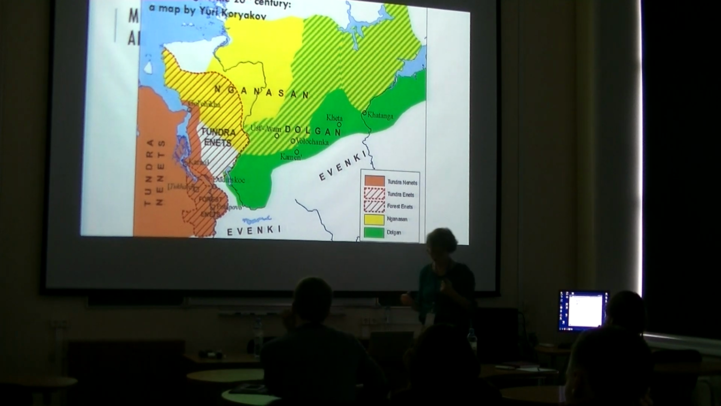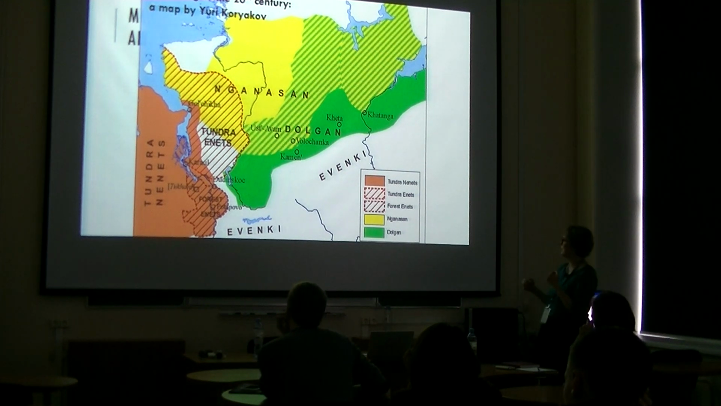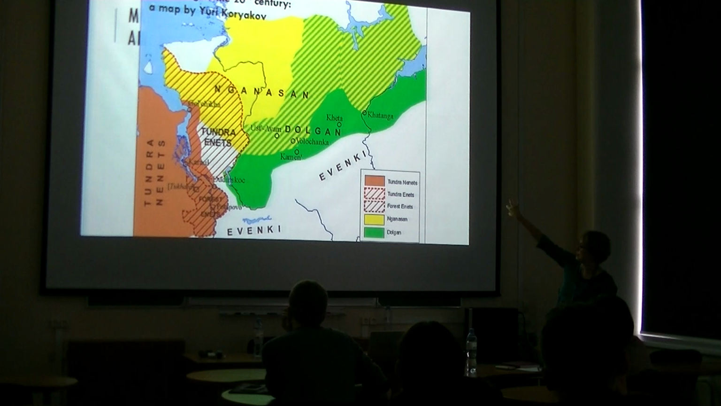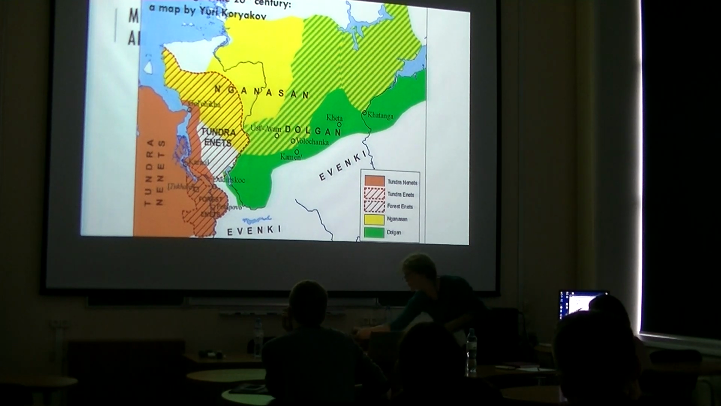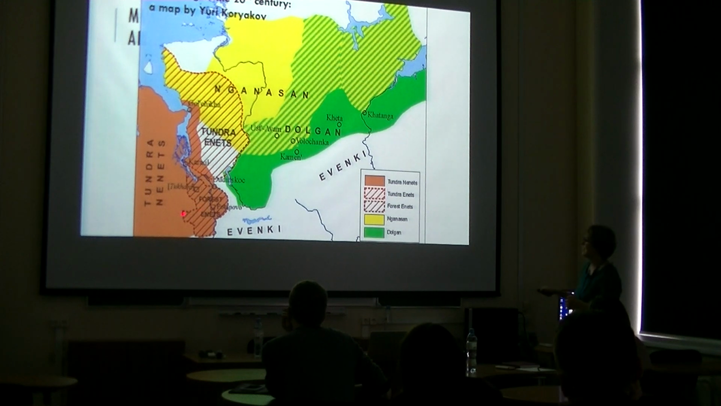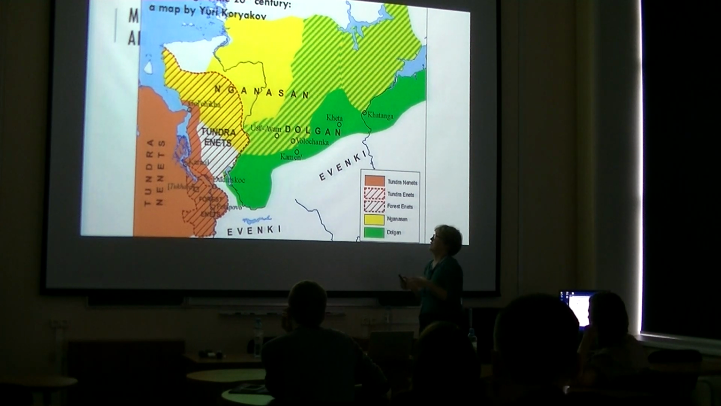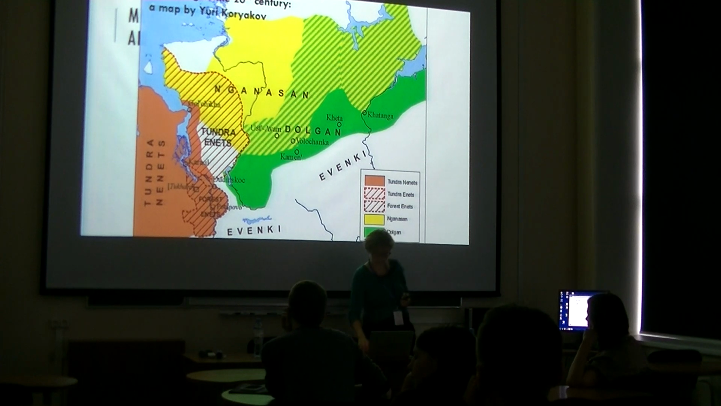And for some reason, this colorful map doesn't show the Evenkis with a color, but they are to the south of all these peoples. And as you see, this is exactly the southern border of Tajmyr. So basically, Tajmyr ends somewhere here. So the Evenkis in the 20th century live just up the very south of it.